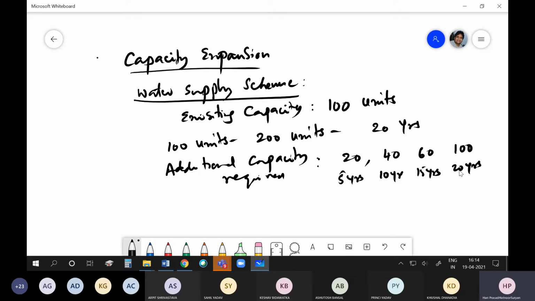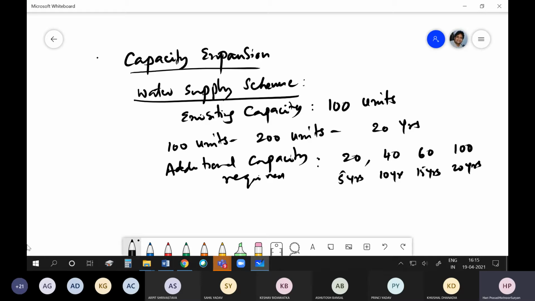That means within 20 years the capacity has to be increased from 100 to 200, but in such a way that I should have a minimum of 120 at the end of 5, a minimum of 140 at the end of 10, a minimum of 160 at the end of 15, and 200 in another 20 years.